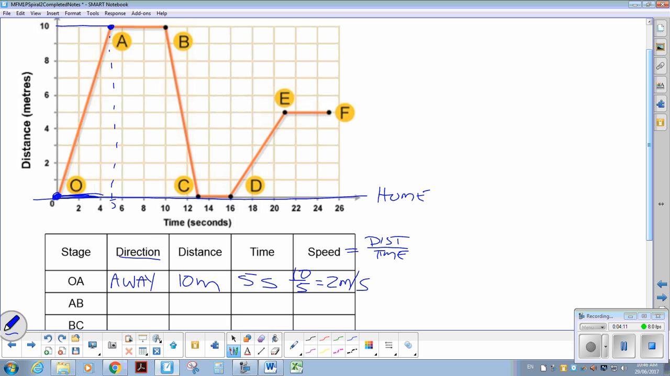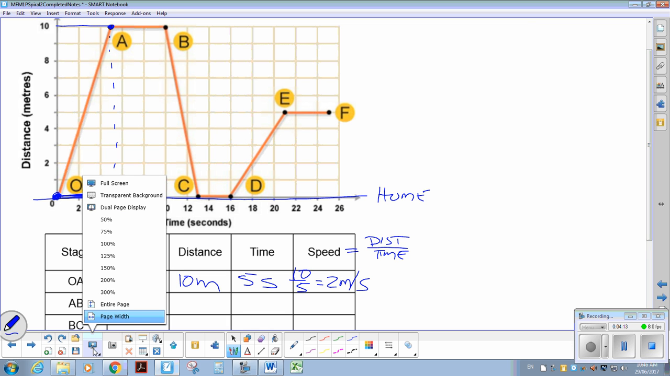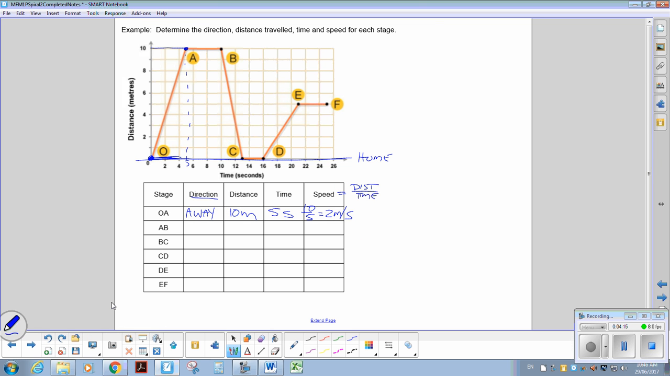All right. AB. Go to the entire page so you can see it a little better. AB, direction. Well, we didn't move, so we would say stationary. I'm just going to put stat. How far did you move? You moved 0 meters. How long were you stationary? It looks like from 5 to 10, so for 5 seconds we didn't move. And our speed, if you don't move, is 0 meters per second.